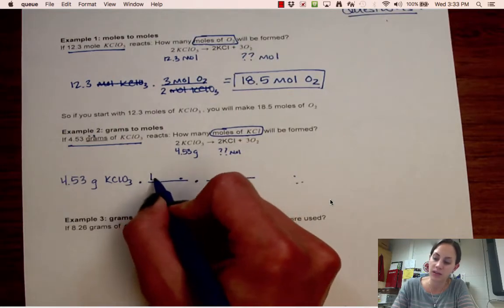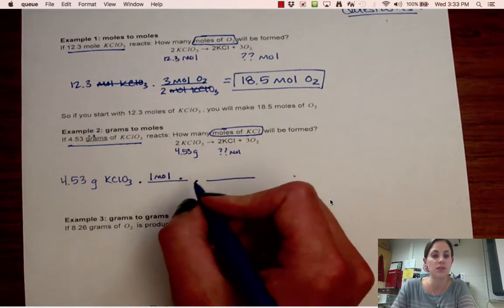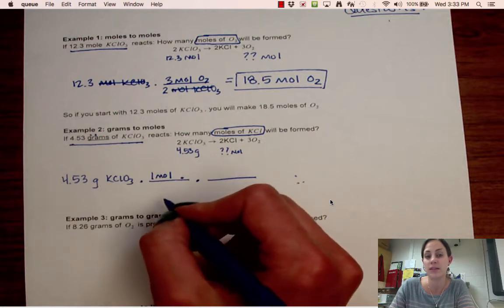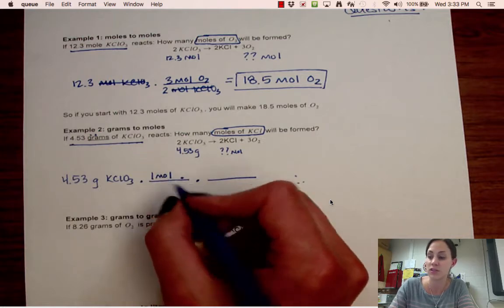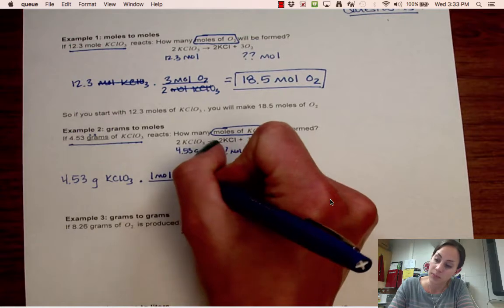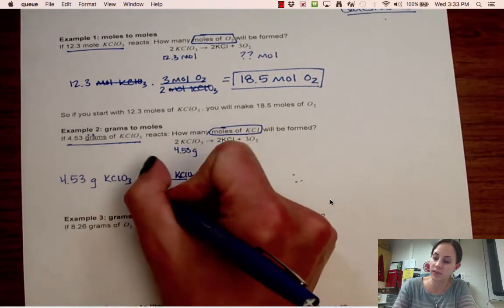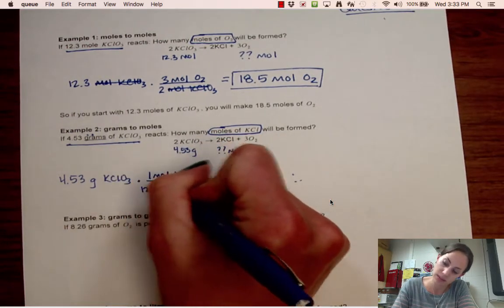I've done the work of calculating the molar mass of these ahead of time, but you can pause the video and calculate the molar masses for the substances you need as well, but I'll fill them in here. So 1 mole of KClO3 is 122.6 grams.